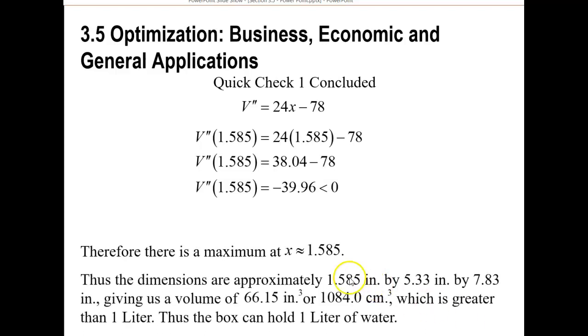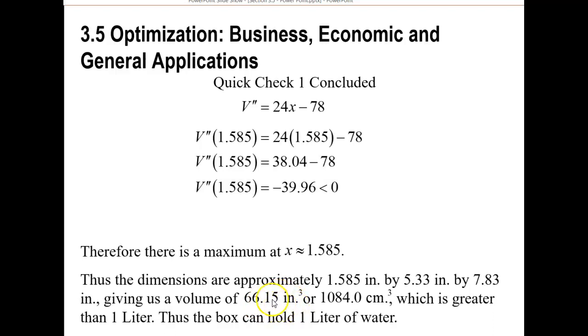So the dimensions are approximately, this was x. If I plug x into the 11 minus 2x and the 8.5 minus 2x, we would get these results. So the total volume, length times width times height, or just plugging this into the volume function that we had established. Either way, we should get 66.15 cubic inches.